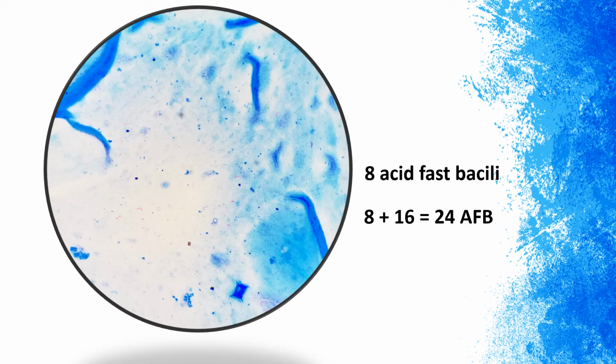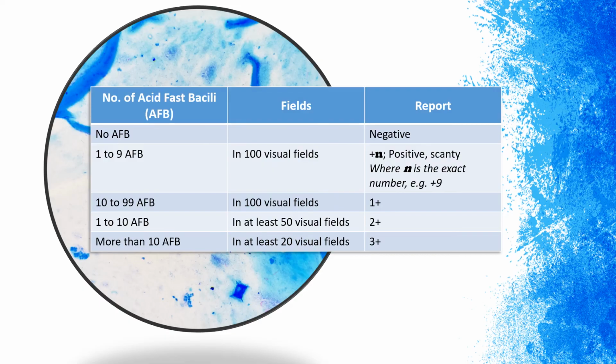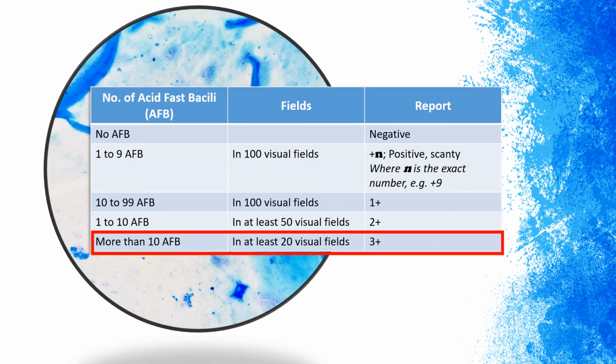So how do we report it? This is already reported as 3 plus because, looking at the table, if you counted more than 10 AFB, and we already have 24 AFB in 2 visual fields, that is already reported as 3 plus.